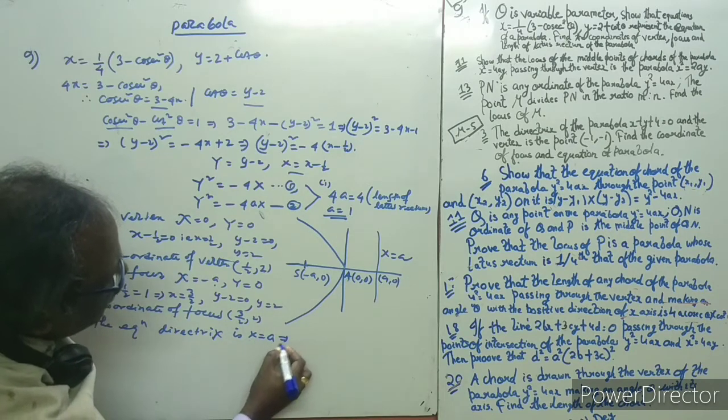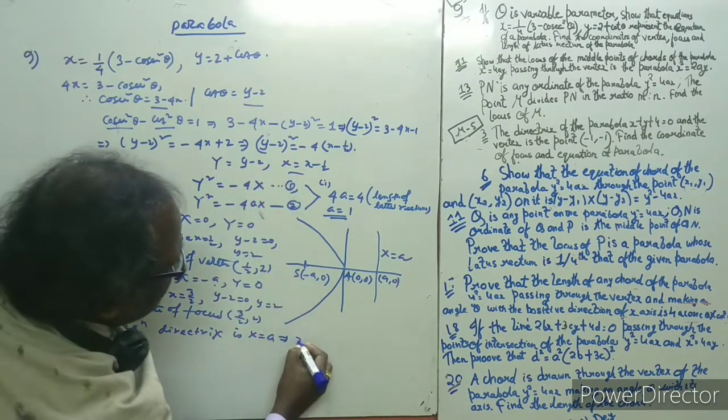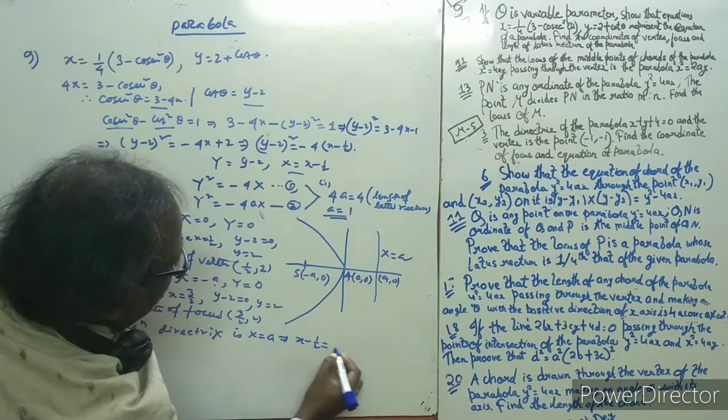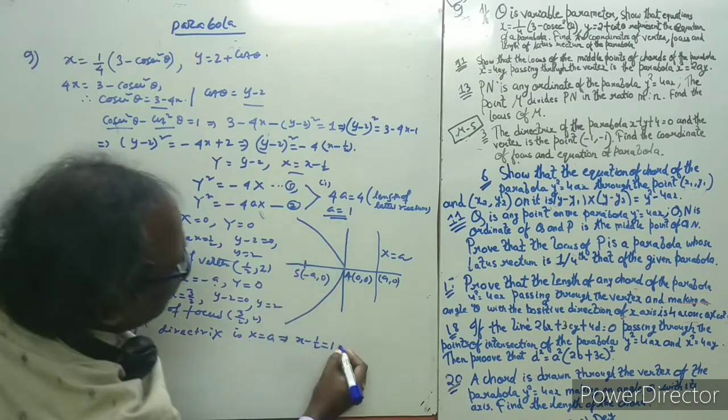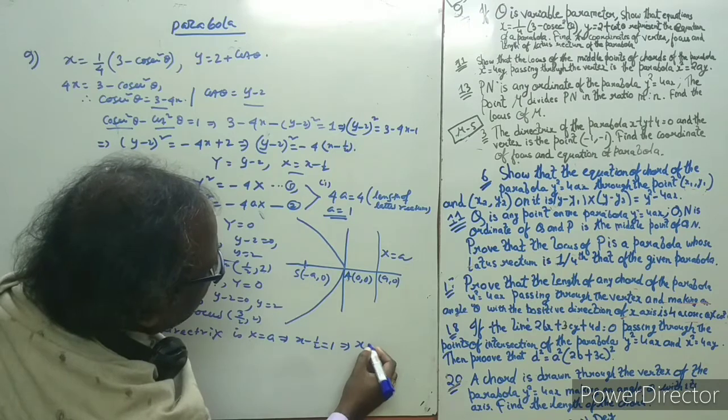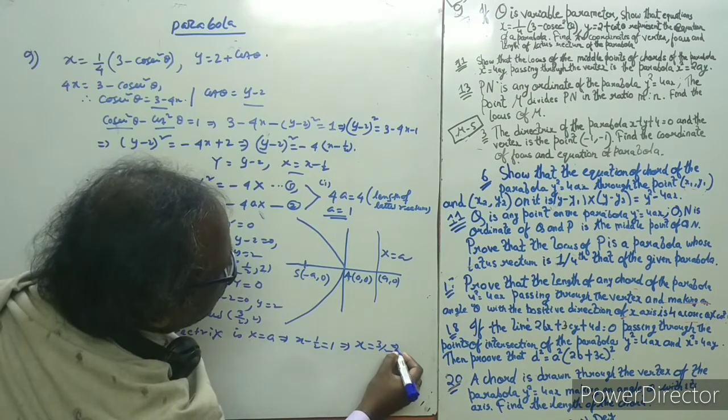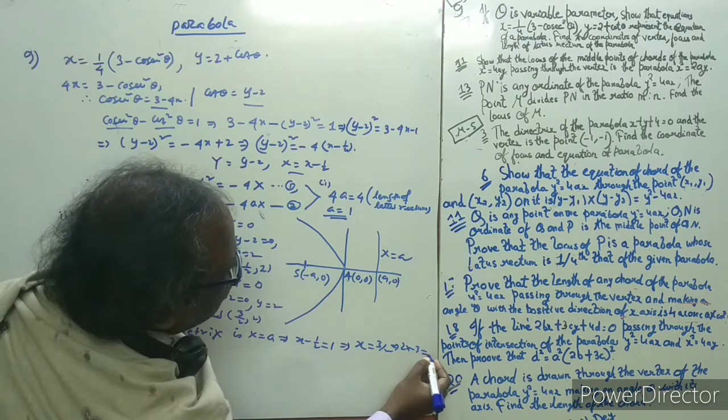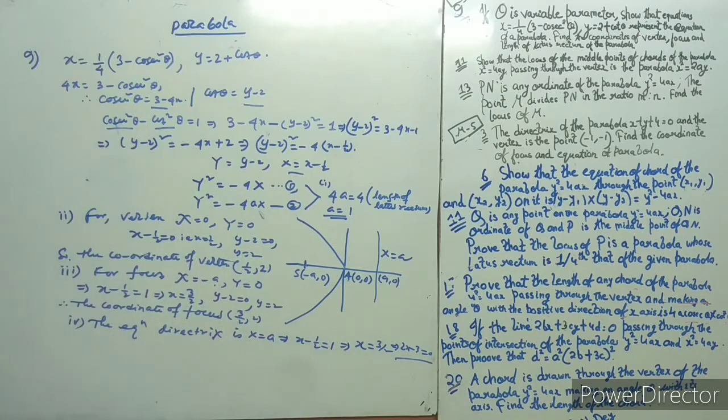Here capital X means x minus half, and a means 1. So again x is equal to 3 by 2, so 2x minus 3 equals 0. This is the equation of the directrix.